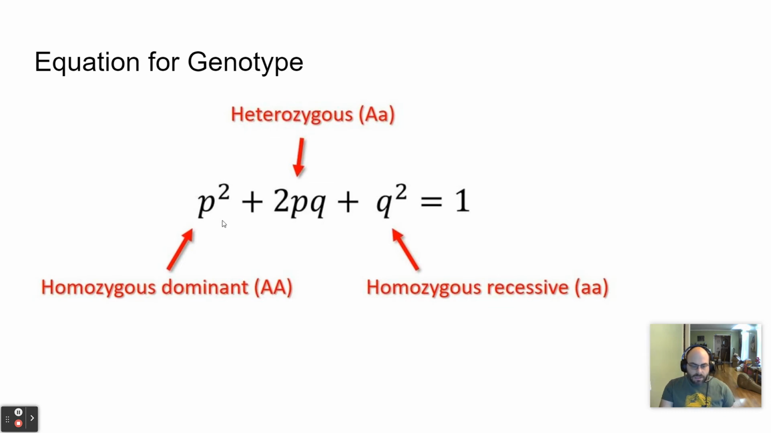Homozygous dominant is p squared. Why is it p squared? Because the percentage of dominant alleles is p, right? And you have two of those here, so p times p is p squared. 2pq. pq is big A, little a. Why 2? Well, because that can be either big A, little a, or flip that around, little a, big A. And so pq plus pq is 2pq, combining like terms.